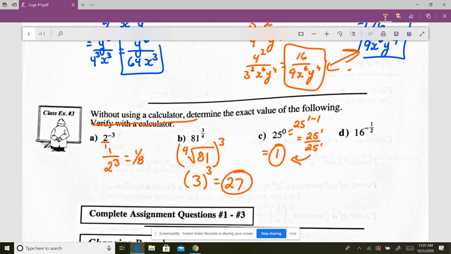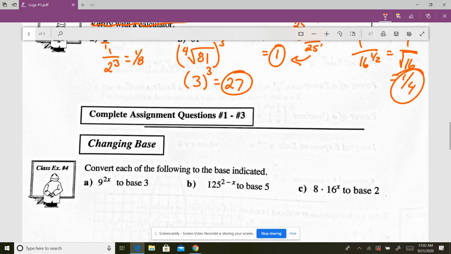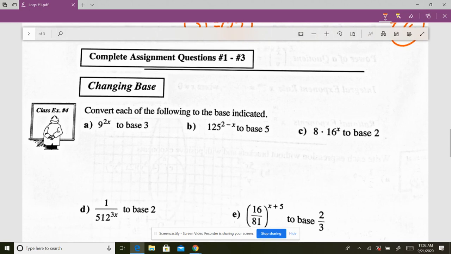Boom. All right. 16 to the -1/2. So the negative, what does that cause you to do? Flip it. Power of a half means we are square rooting it, right? Square root of 16. So the answer is 1/4. Okay. This would be the point I assigned 1 to 3, but I'm not going to because we have to burn through this. So you're going to have more work to do tonight.